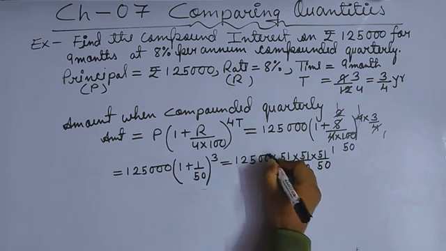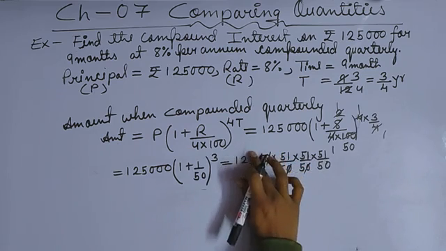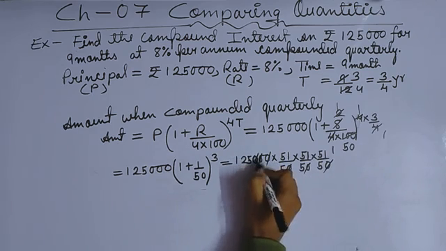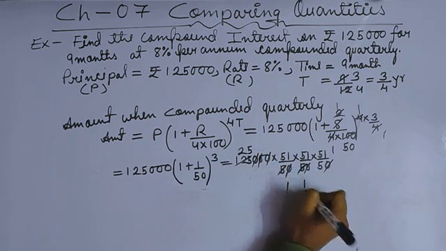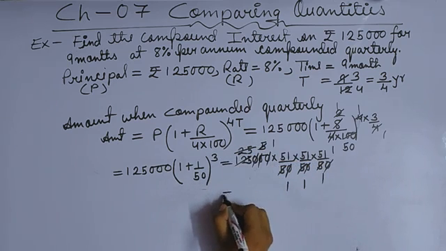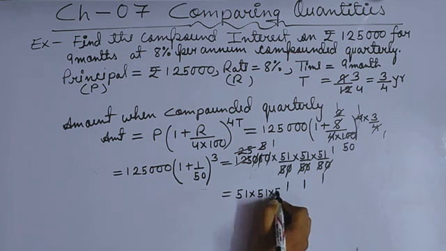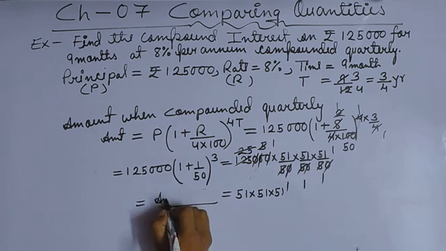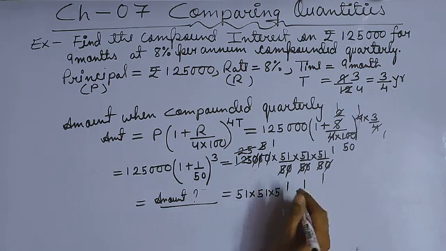Okay, 0 cancels with 0, and again 0 cancels with 0. 5 in the 5, 5 25 the, and again 5 in the 5, 5 5 the, then again 5 in the 5, 5 1 the. So what are we getting? We are getting 51 multiply 51 multiply 51. When you multiply this, the answer that comes out will be the amount, and you will find it by yourself.